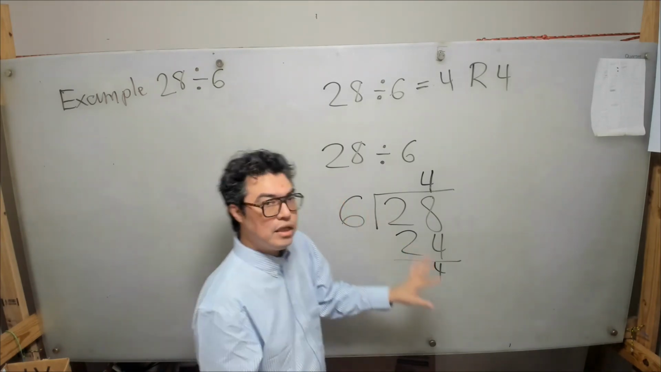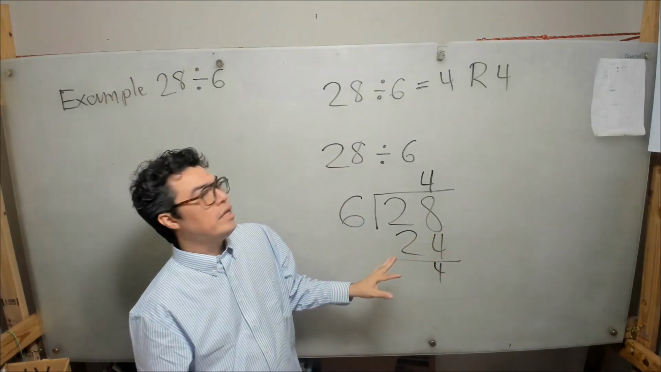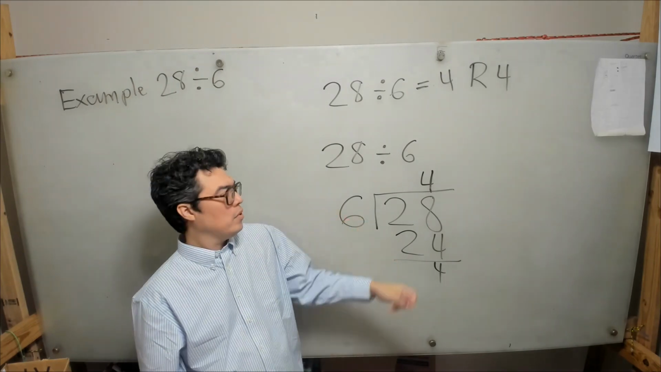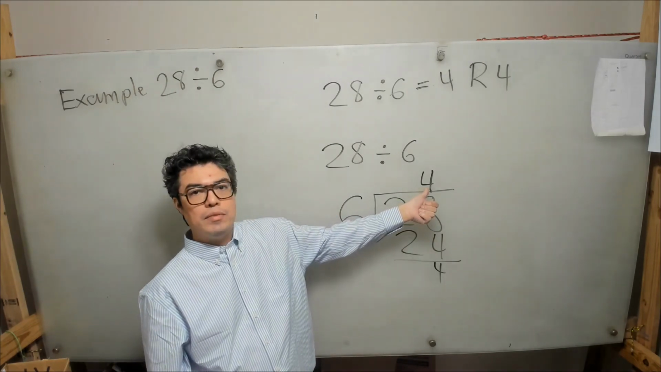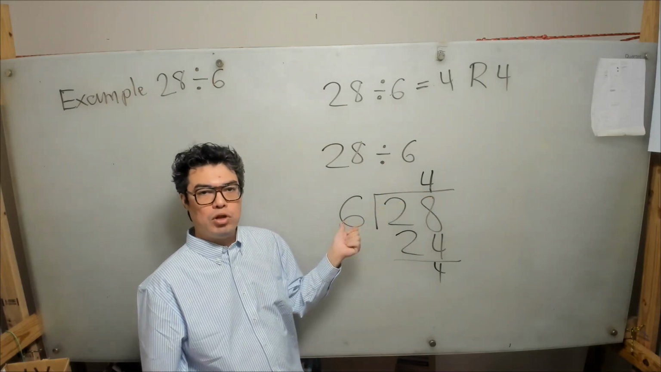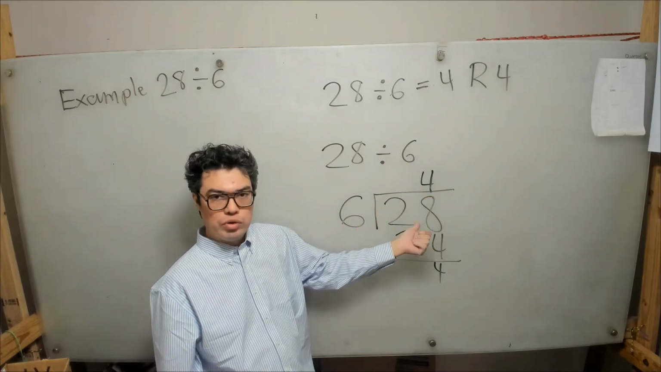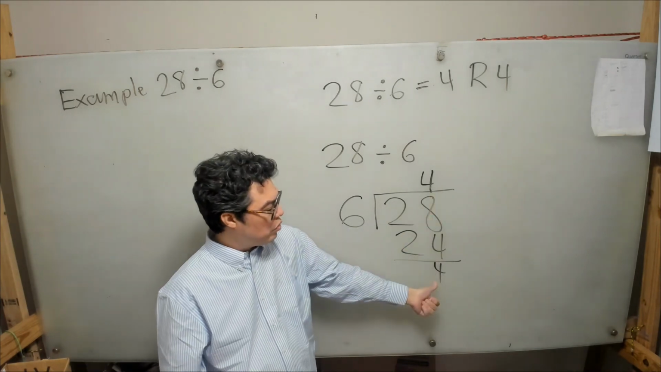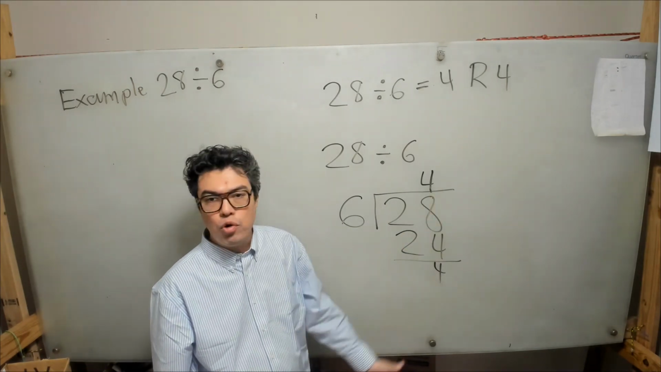And what you can see in this notation is that we did both steps at the same time. We found the maximum multiple, well, 4 is the number that gives us the maximum multiple of 6 that is less than or equal to 28. And we also found the remainder, which is down here, this 4.